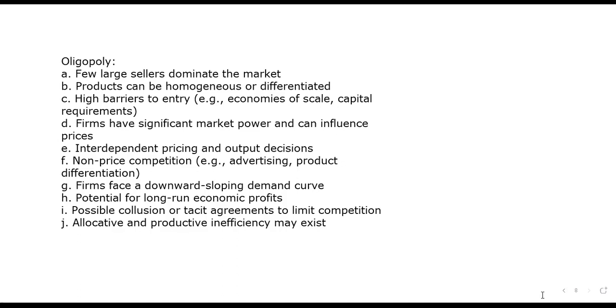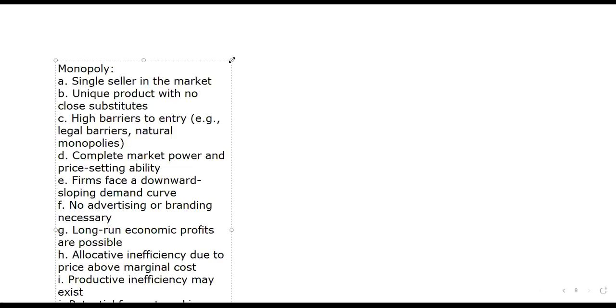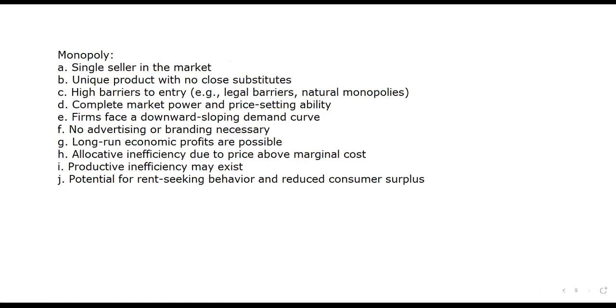And finally, you have the monopoly. In a monopoly, the following are the characteristics. Number one, we have a single seller. For you to be a monopoly, the goods must be what? Unique. We also have high barriers to entry, complete market power, and price setting is upon the monopoly. Firms face a downward-sloping demand curve. There is no need for advertising or branding. They make abnormal profits both in the long and the short run. There's allocative inefficiency, productive inefficiency may exist, and there is potential for rent-seeking behavior and reduced consumer surplus.